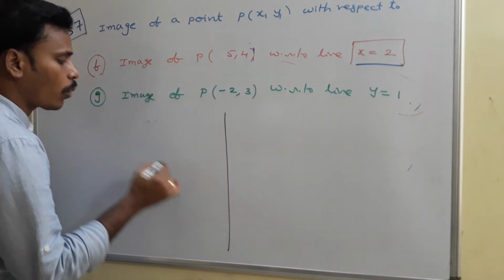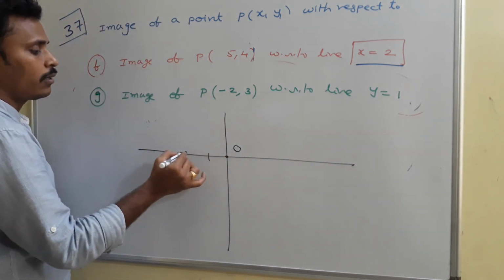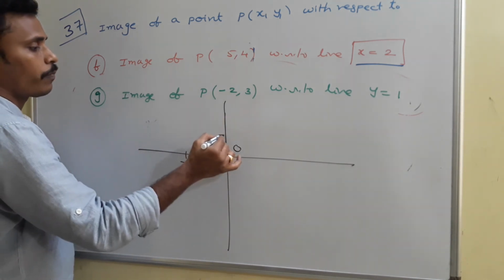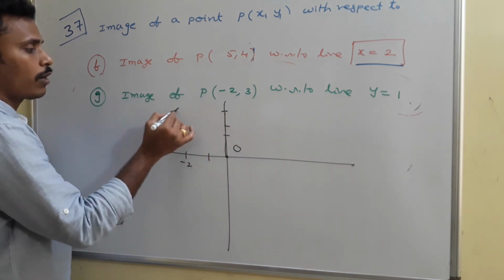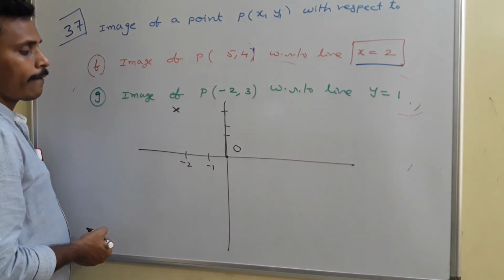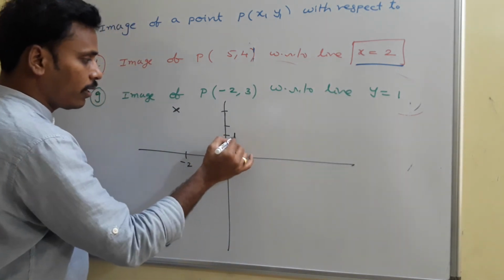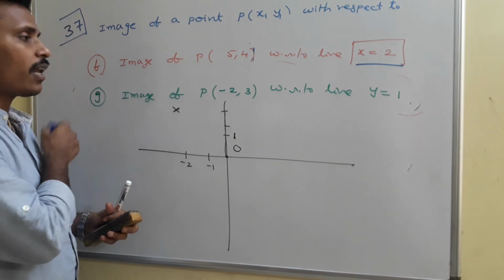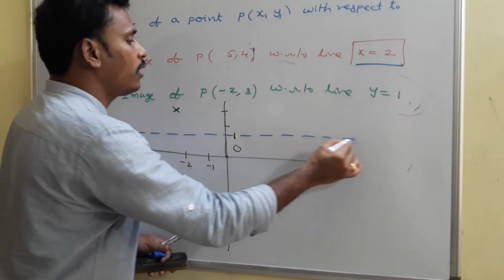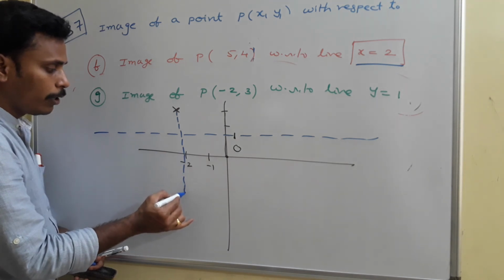See, first suppose this is the y axis and this is the x axis, this is the origin, we know that. Minus 2 comma 3: 1, 2, this is minus 2. Minus 2 comma 3, right, we need again the vertical distance, 1, 2, 3, somewhere minus 2 comma 3 is a point here, and then this is minus 1. We need to find the image with respect to the line y equals 1, this is 1, and y equals 1 is the horizontal line actually. We know that the equation of the x axis is y equals 0, and y equals 1 is a horizontal line. So the image of this point with respect to this horizontal line will be located somewhere here.